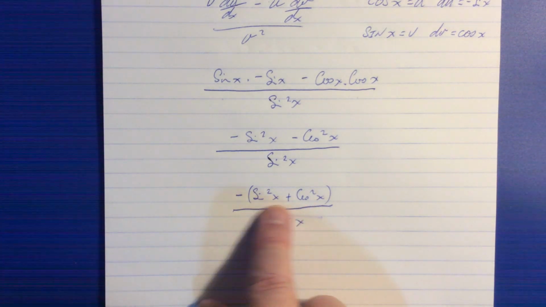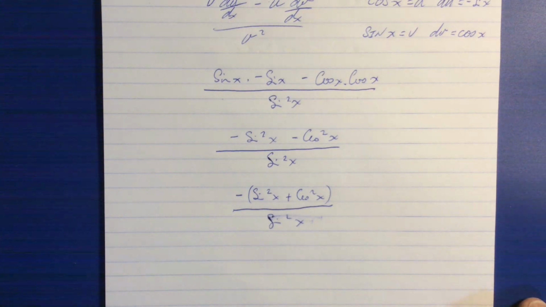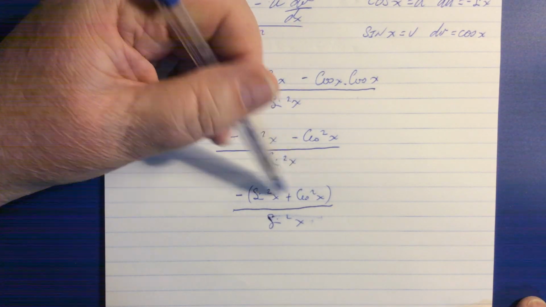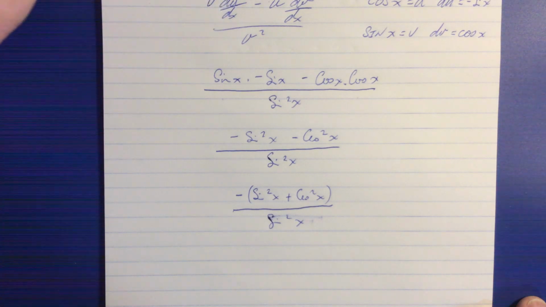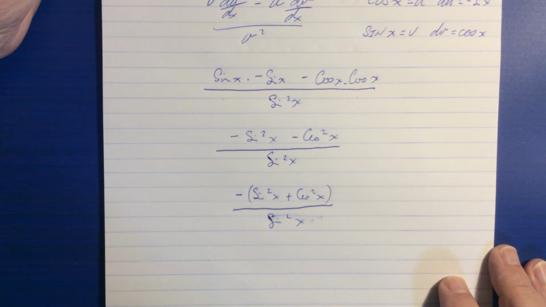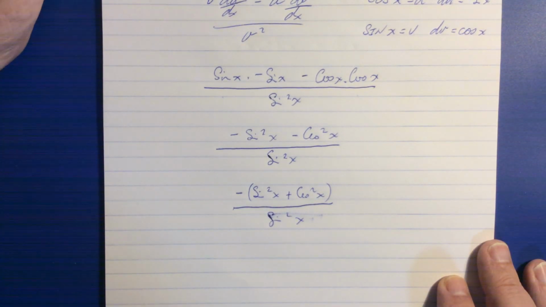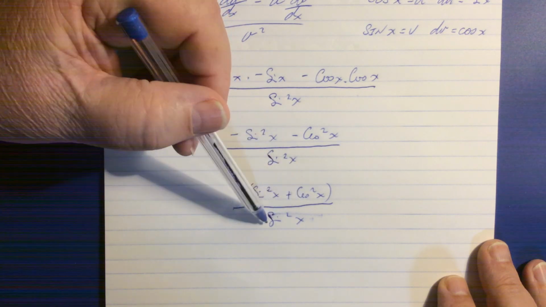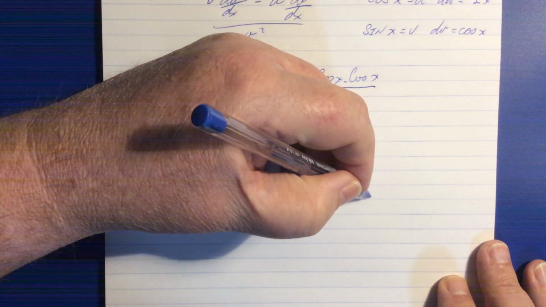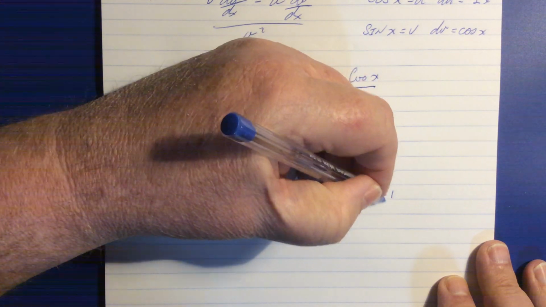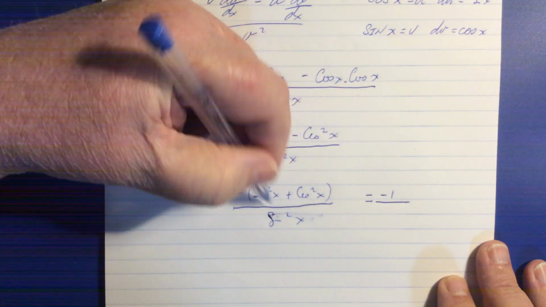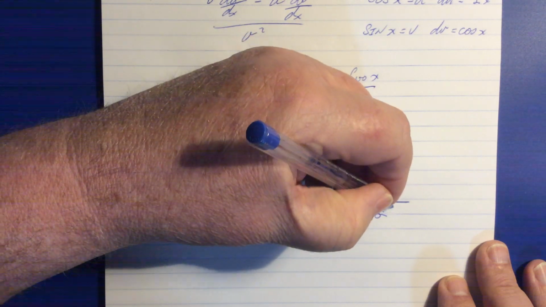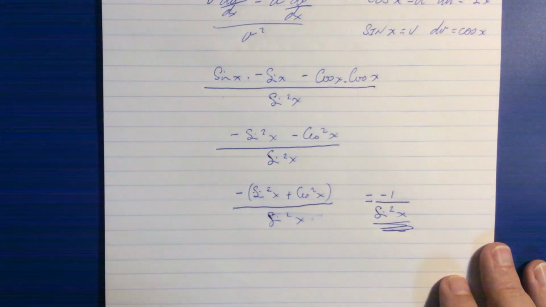Does that look familiar at all? It's part of a trig identity. Sine squared x plus cos squared x equals 1. Think of the unit circle and think of the triangle that you see in the unit circle when you first start out. It's a basic trig identity. So sine squared x plus cos squared x can be simplified to 1, so we have negative 1, this whole bracket, over sine squared x, and that is our answer.